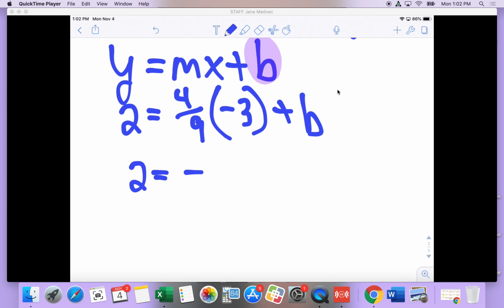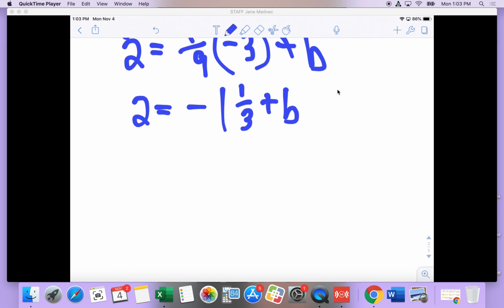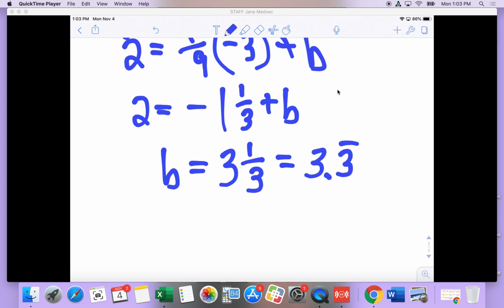Use a fraction. 1 and -1/3. -1 and 1/3. Okay, now what am I going to do? Yes, very good. Add 1 and 1/3. B gives me 3 1/3. You could put 3.3 repeating.